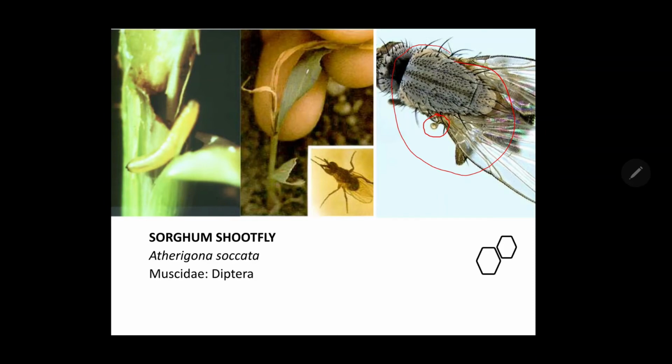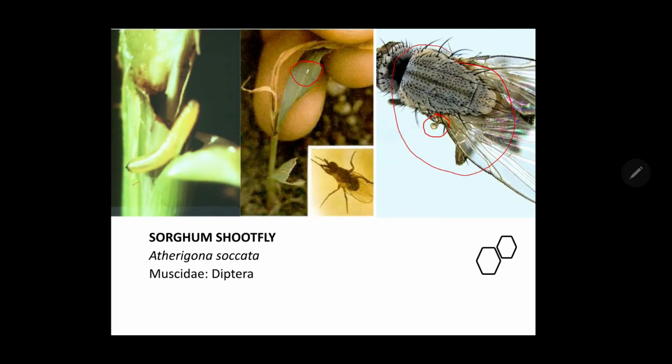It starts its life cycle by laying the eggs on the underside of the leaf, then the maggot wriggles down to the growing point inside the stem and feeds there. So it results in formation of dead hearts in the seedling stage. It only occurs till 1 to 1.5 months after sowing.